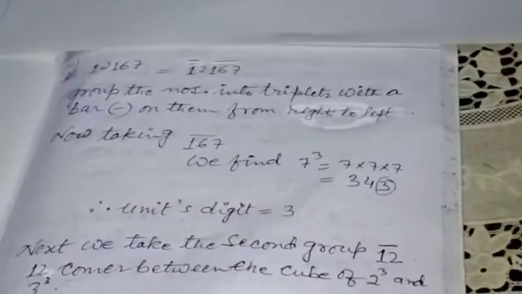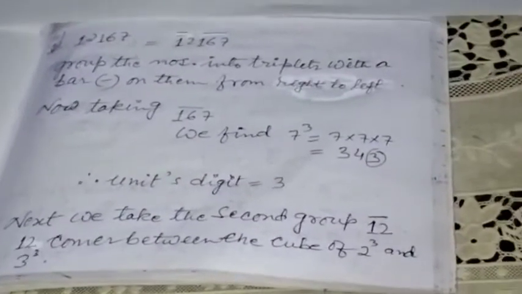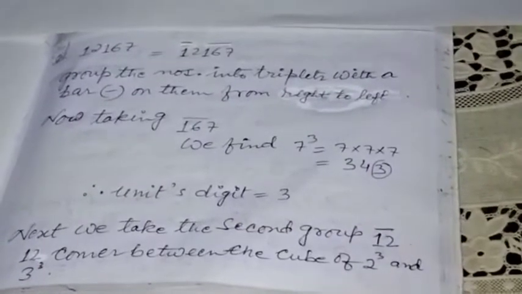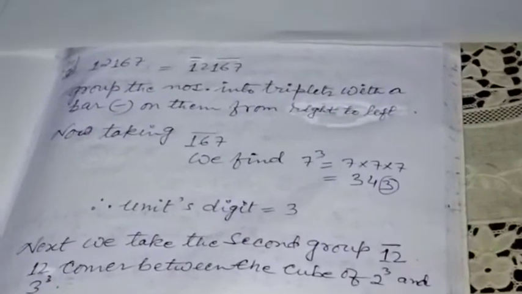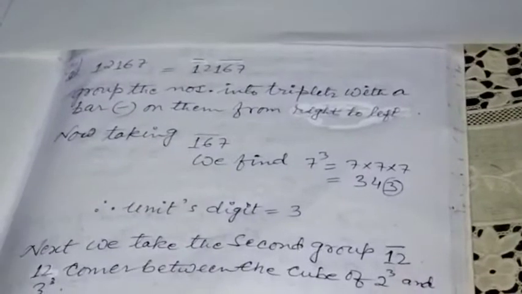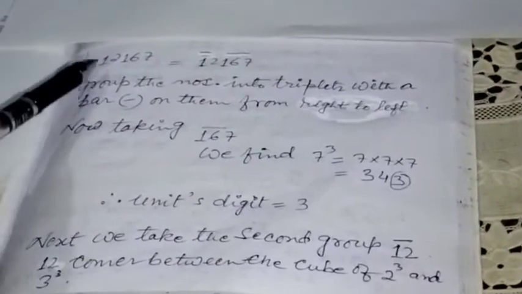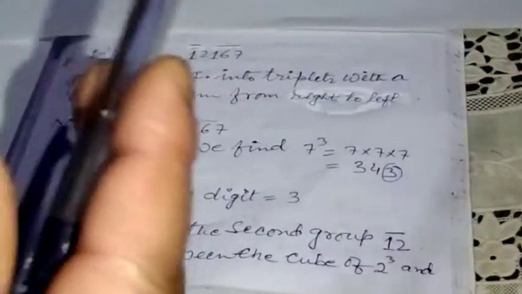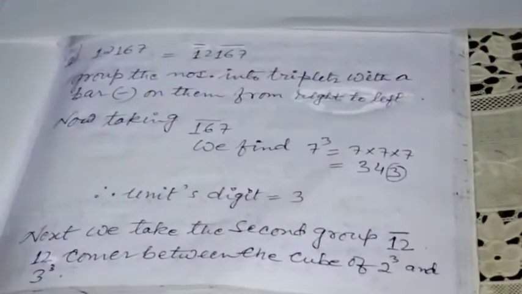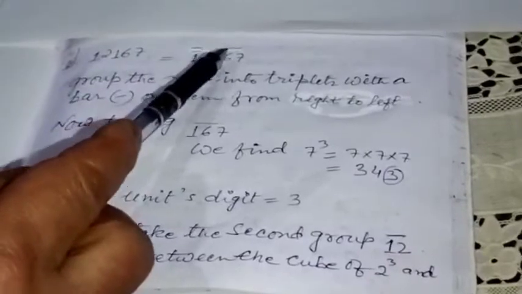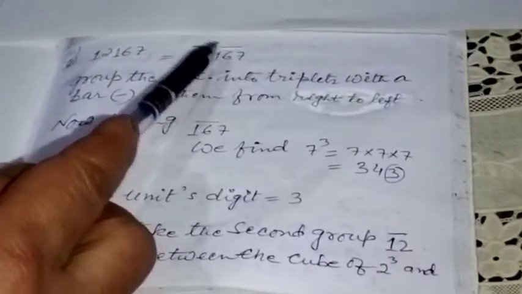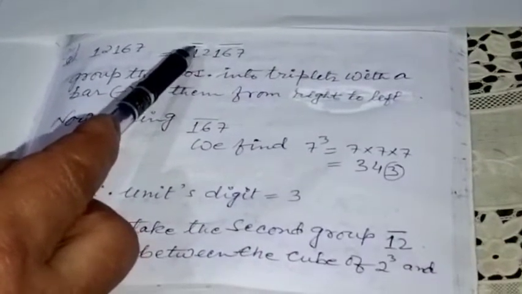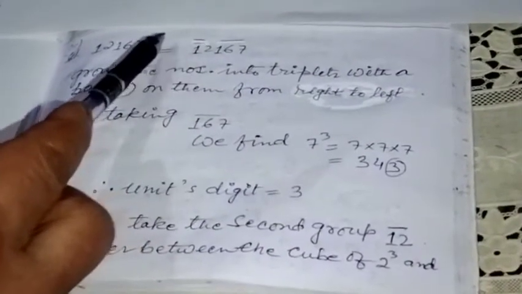Now children, another topic I was supposed to do is finding cube roots of numbers without prime factorization. Let's take one question from exercise 7.2, question number 3: 12,167. First we group the numbers moving from right to left. A group of 3 will be one group: ones, tens, hundreds become one group. Then the remaining 2 and 1 become the second group.